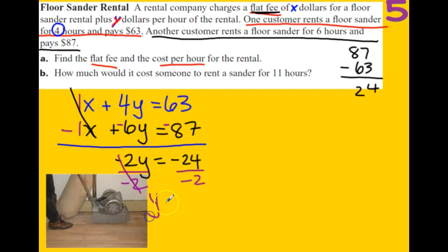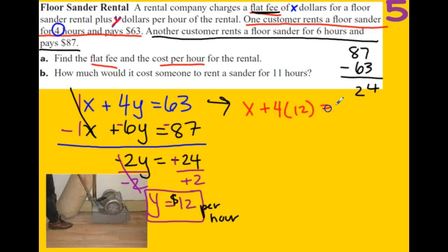Those eliminate, and we should get y equal to, now a positive, well, 24 divided by 2 is 12. So that's y, which is the cost per hour. So we can put it $12 per hour. And then we also need to figure out x. I'm going to use this first equation because we didn't mess with it yet. It says x plus 4y, and y is 12, equals 63. Well, 4 times 12, you can plug that in your calculator. Should give you, oops, not 52, 48.